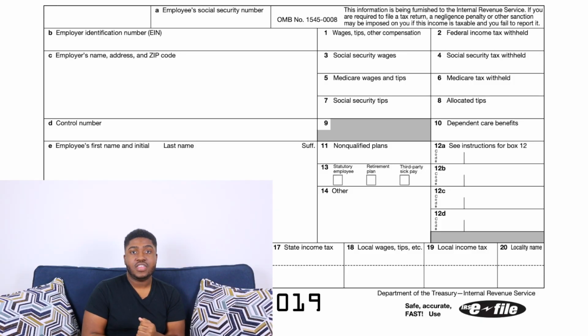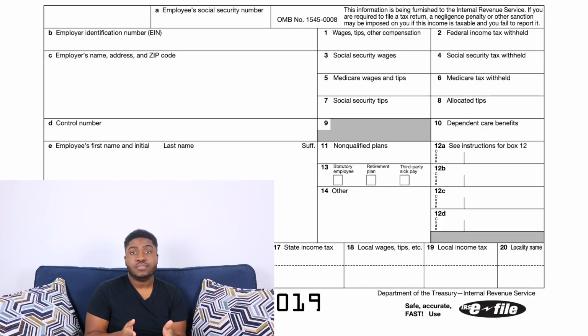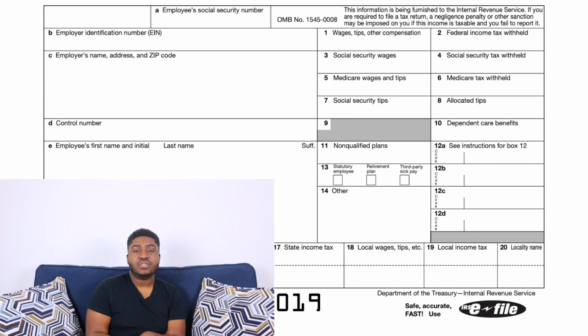So box A on the W-2. This is you, the employee's social security number. Pretty self-explanatory. Some employers will truncate the social security number and only include the last four digits, but generally that's all you're going to see in box A. Box B is the employer identification number, or EIN. Really pay no attention to it. It is just something that your employer has, kind of like their social security number. Box C contains the employer's name, zip code, and address. Again, just general information from your employer.